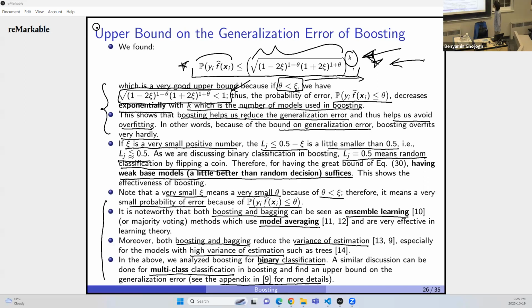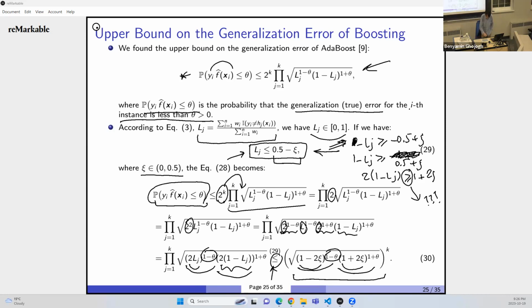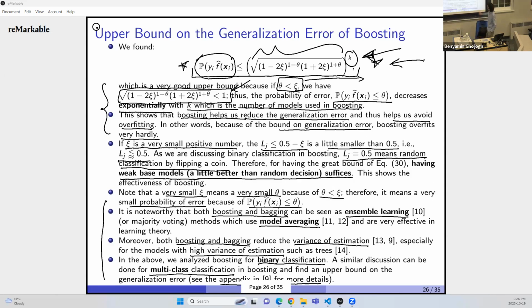So the first one, why is this generalization error good? Let's analyze this formula. This is the upper bound on the generalization error, right? Let's analyze it. Do you remember the probability of error is this, the probability of yi times f hat, which is the estimated label, is less than or equal to theta? Agreed? And I said, assume now theta is less than some zeta.